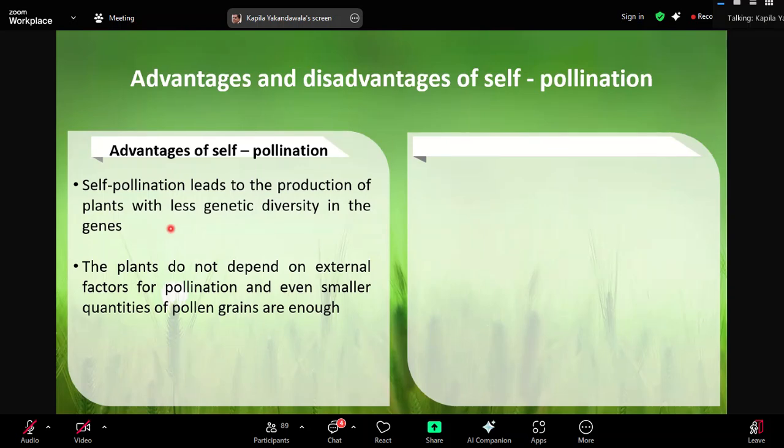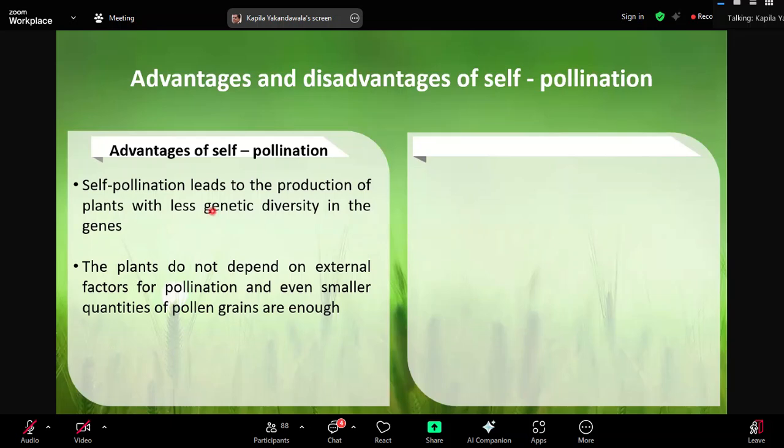So if self-pollination happens, what will happen? All the plants have same characters. So all the plants will mature and produce fruits at almost the same time. So you can harvest at a given time, right? So genetic variation will be very low. So this is a good character when we come to crop production.